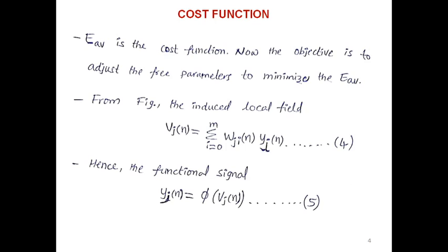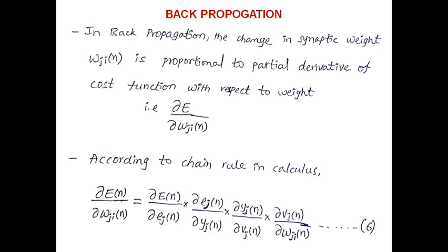On the left side you will get ∂yj(n) divided by ∂vj(n). What is the fourth term? ∂vj(n) is divided by ∂wji(n). So what is the vj of n equation? That we need to see. ∂vj(n) divided by ∂wji(n), means vj of n should be a function of wji.